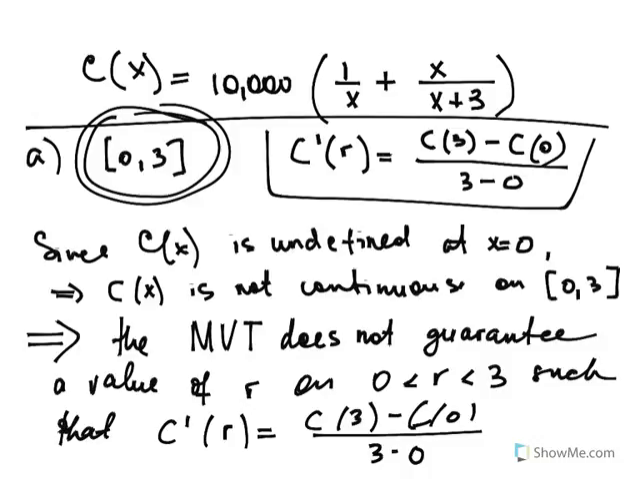Average rate of change, you use that to find C prime of r when you want to apply the mean value theorem. But we cannot apply the mean value theorem because on this interval the function is not continuous. If you look at your main equation of C of x, you notice that the function is not continuous at x equals negative 3, well, that's out of range, or x equals 0. So we cannot apply this theorem.